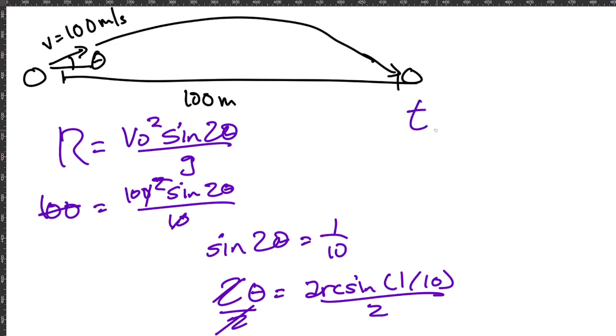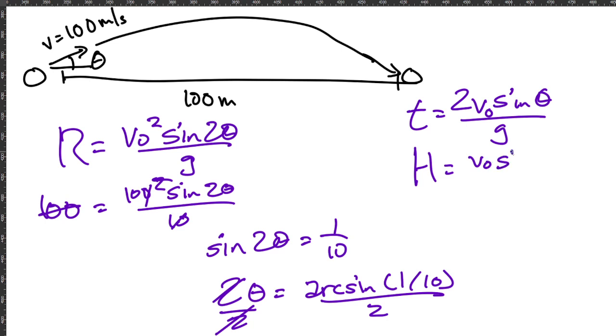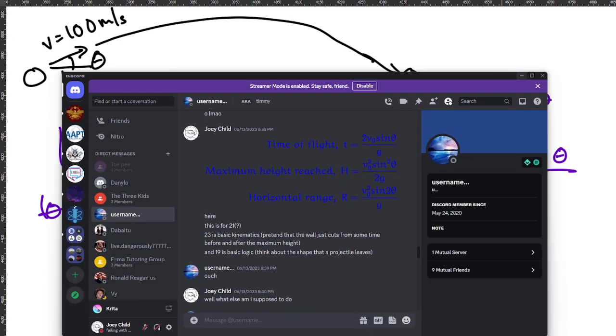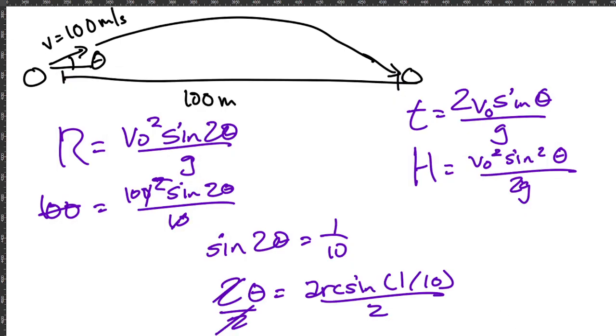Okay, so time, again, is equal to 2 V naught sine theta over G. Height is equal to V naught squared sine squared theta over 2G. Range is going to be equal to V naught squared sine 2 theta over G.